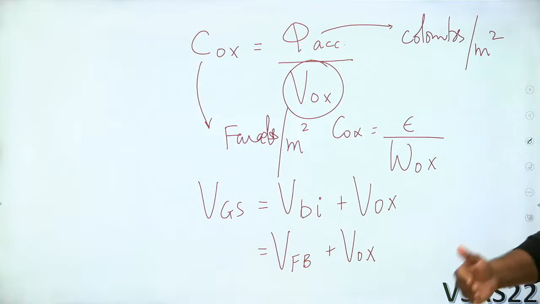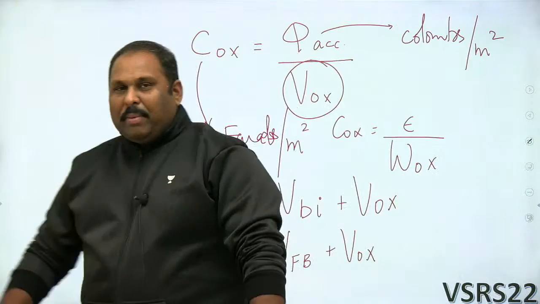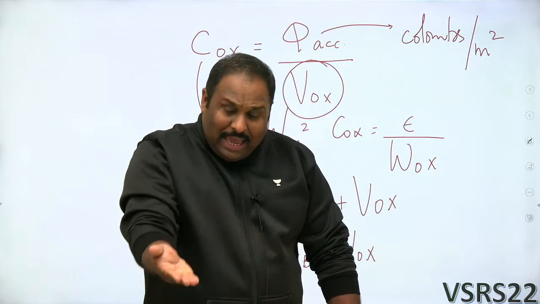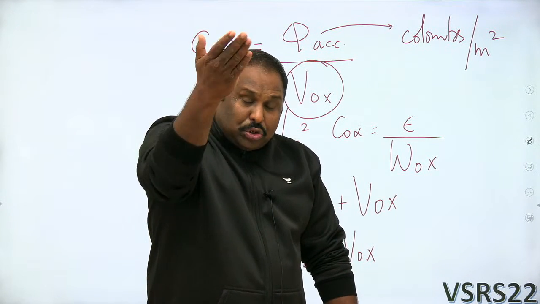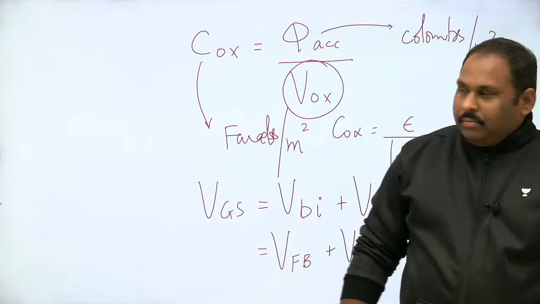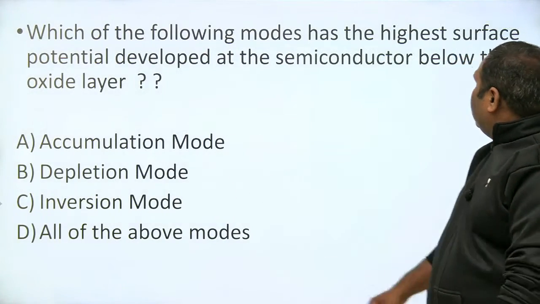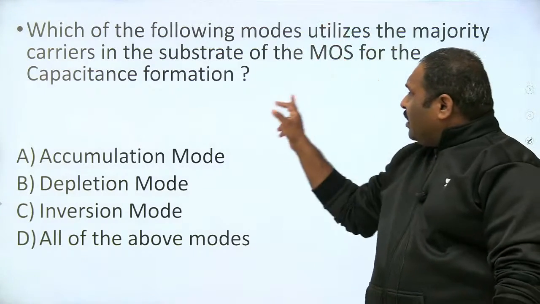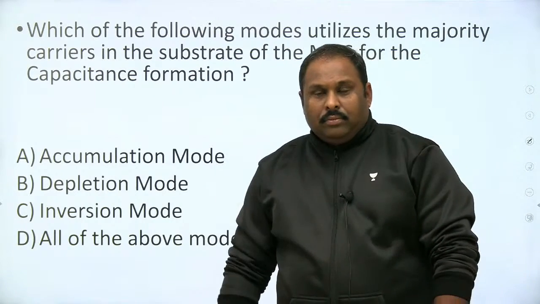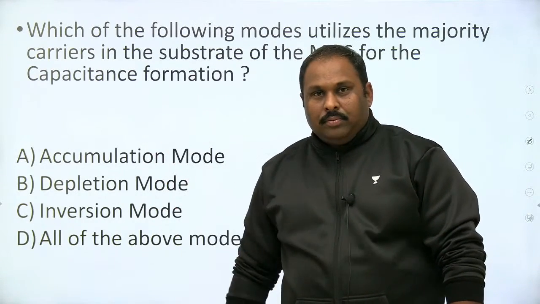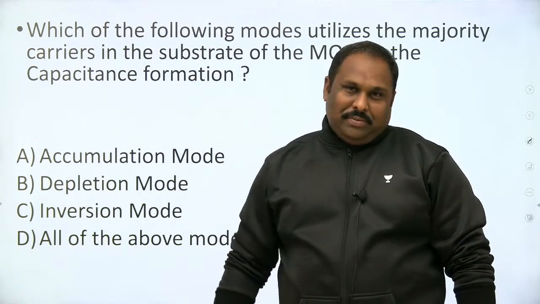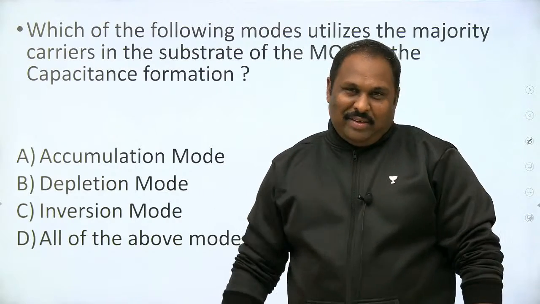So accumulation mode starts when you overcome the flat band voltage, overcome the built-in, only then do the electrons or holes, the majority carriers, start to get accumulated. And in the process of accumulating, the majority carriers are involved in the capacitance formation. In a P substrate, holes; in an N substrate, electrons. But for them to come, the voltage you give at the gate has to be beyond your flat band voltage. Give slightly above the flat band voltage.